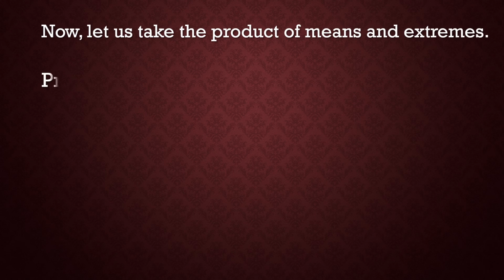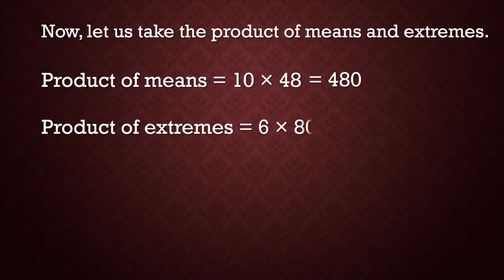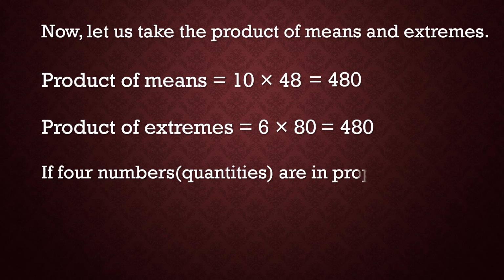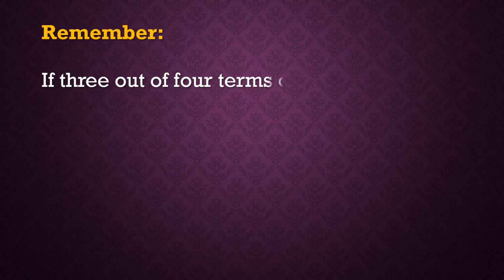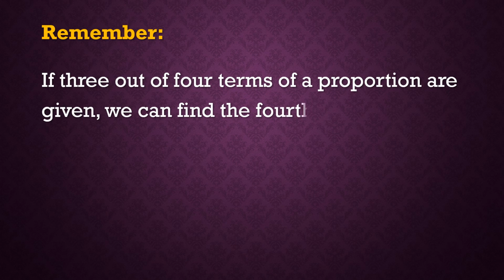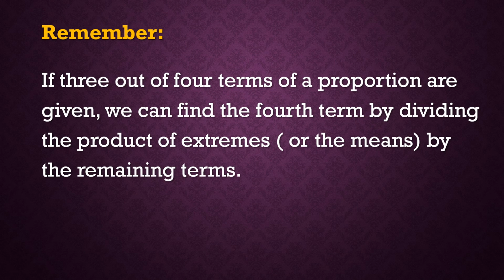Now let us take the product of means and extremes. Product of means is equal to 10 multiplied by 48. Do the multiplication. We get 480. And product of extremes is equal to 6 multiplied by 80. Do the multiplication. Again we get 480. So we conclude if four numbers or quantities are in proportion, then product of extremes is equal to product of means. Remember, if 3 out of 4 terms of a proportion are given, we can find the 4th term by dividing the product of extremes or the means by the remaining term.